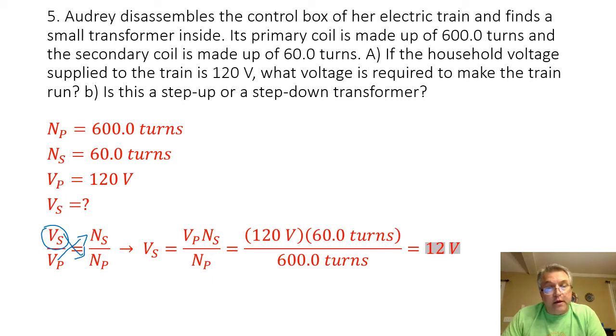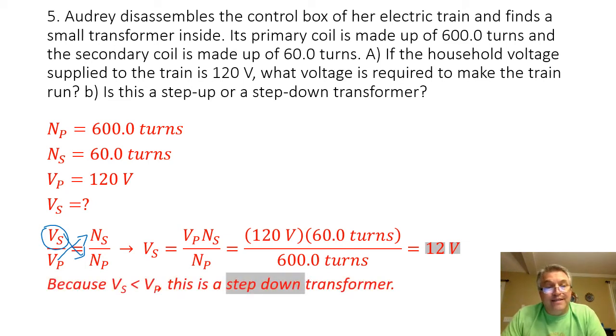I plug my known values into that equation, and I'm going to have 12 volts on my secondary voltage. So I'm going to have 12 volts coming out of the transformer. And because the secondary voltage is less than the primary voltage, I know that this is going to be a step down transformer. We're stepping the voltage down or decreasing it.